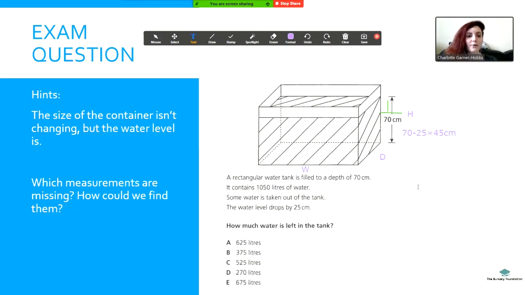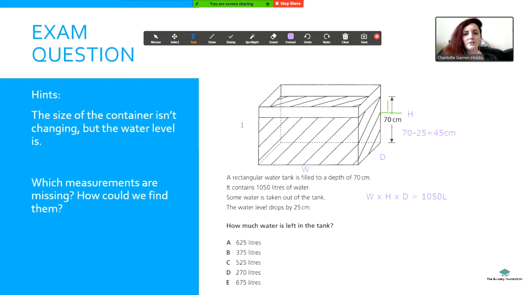All right, so if you've unpaused and had a think about that, what we have to do here is essentially reverse engineer, because I know that width times height times depth gives me the volume, or in other words, the litres of water in the tank, which in this case is 1,050 litres of water. Okay. So I need to say, well, what are these other measurements?